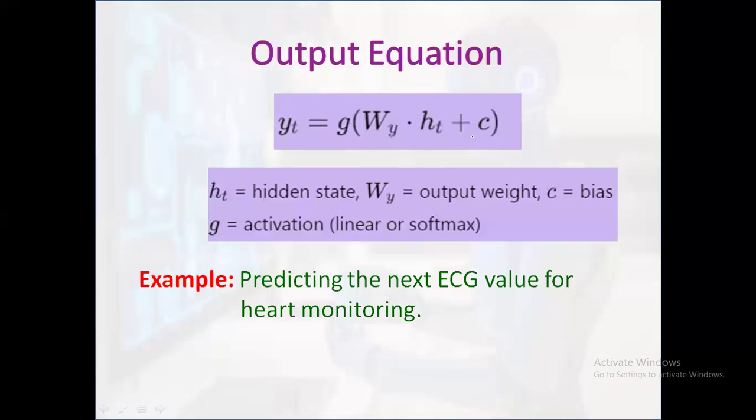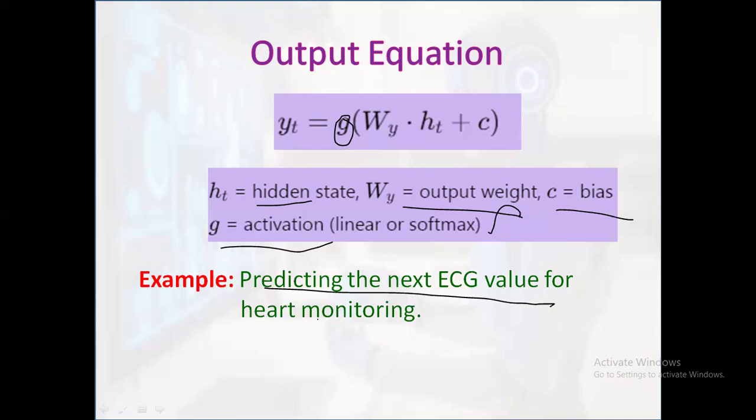So this equation maps the hidden state to the output state, where h_t is the hidden state, W_y is the output weight, c is the bias, and g is the activation function. This may be a linear or a softmax function. The activation function g determines the nature of the output, such as linear activation for regression or softmax for classification. An example is predicting the next ECG value for heart monitoring.